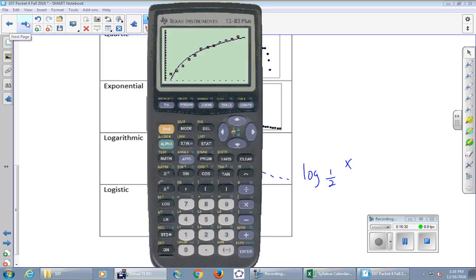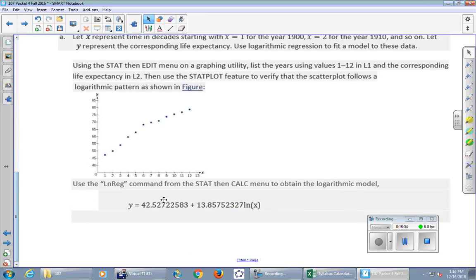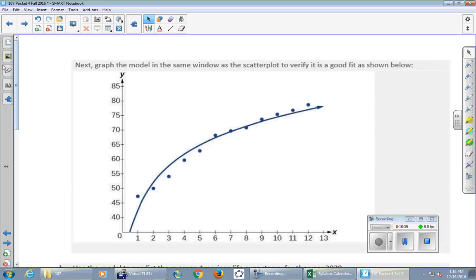Okay, so we've got our equation, we've got our picture, we're happy with the fit. All right, so there's the equation that we just came up with here. And let's move on to the next page. There's the graph.